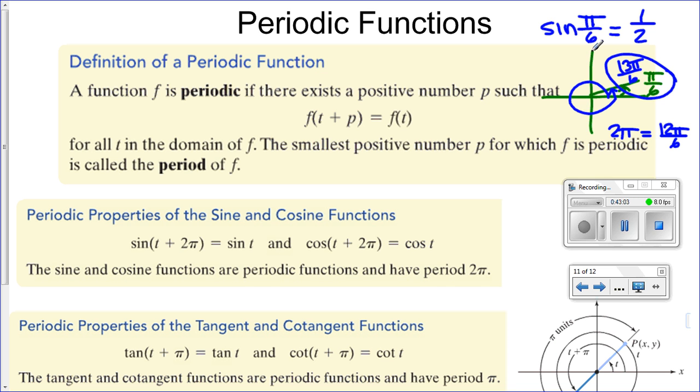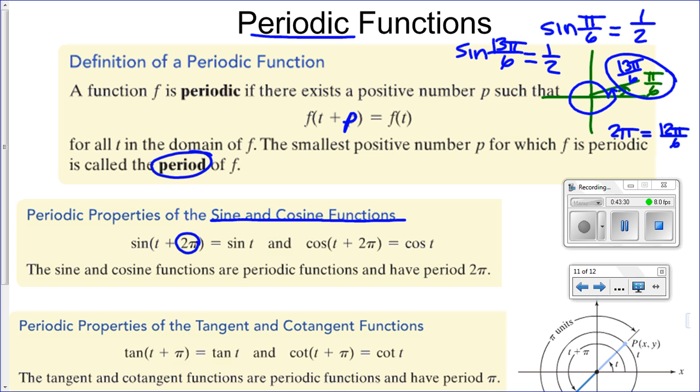So because of that, the sine of 13 pi over 6 is also 1/2. Okay? So that is what periodic functions are going to be talking about. And so the period, we're going to denote that with that lowercase p. So for sine and cosine, the period is going to be 2 pi. So the trigonometric values will repeat every 2 pi. Okay? Now with tangent and cotangent, it's a different story.